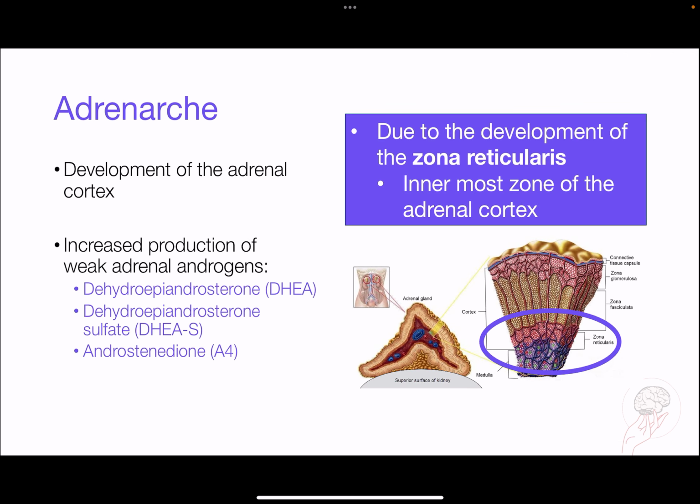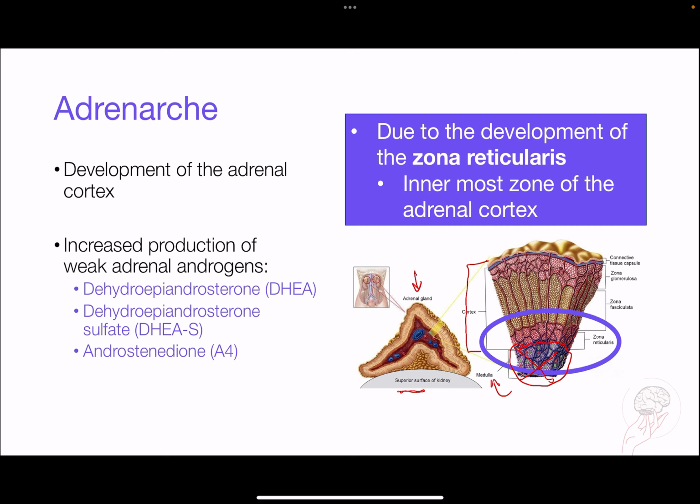So, along with thelarche and pubarche, we have adrenarche, and this is related to the adrenal cortex. So recall that the adrenal gland sits on top of the kidney, and it's made up of a bunch of layers. It has a cortex, which is the top part, and a medulla, which is the bottom part. We're not going to talk about the medulla right now. We're going to focus on the cortex, because that's where we have 3 zones.